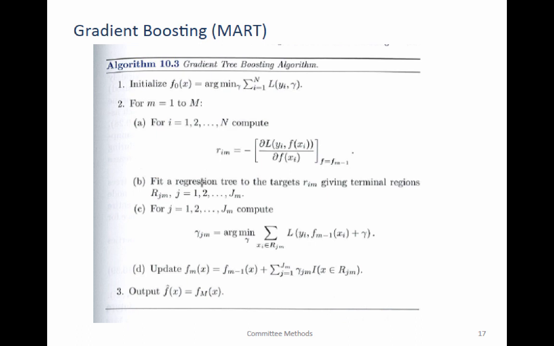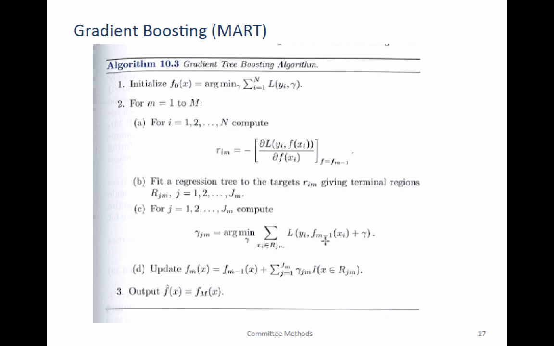But if we play the game where we let this be the target, we're going to fit a regression tree. That tree is going to be as close as we can get to this gradient. And so that's going to give us our terminal regions. Then we're going to compute the prediction in those terminal regions, which is what this is saying. This is this gamma jm.